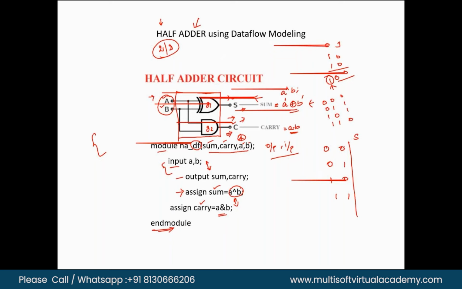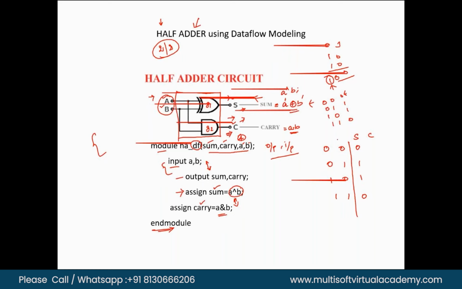So when it is 0, 0, XOR output will be 0. When it is 0, 1, one of the inputs is high, so output will be high. Here it will be high, and here it will be 0. Similarly, for 1, 1 the XOR gate output will be 0.